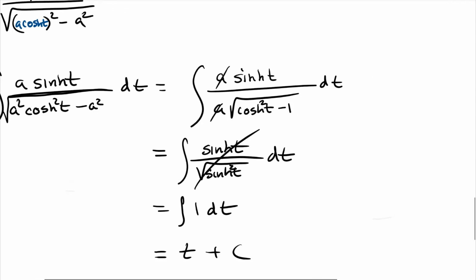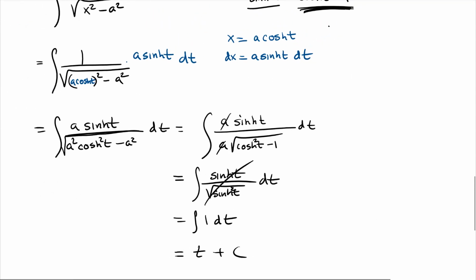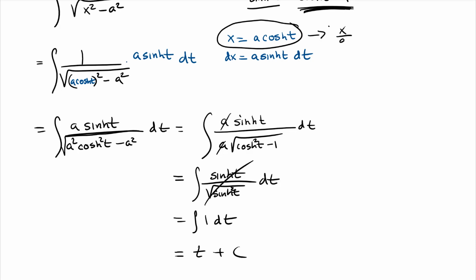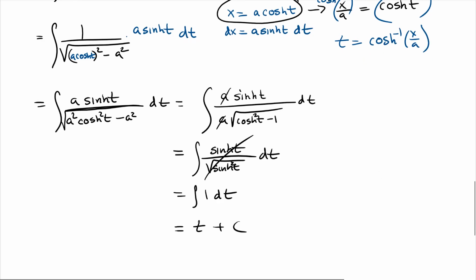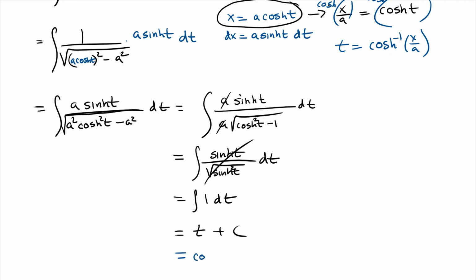But we started in terms of x's, which means we need to solve for this t. So we move it over, we divide by a, and we're like, all right, so cosh of t is equal to x over a, but we want that t out of there, so we're going to hit it with its inverse on both sides. And we're going to find out that t is equal to cosh inverse of x over a. And there's our answer. And we didn't even need to make a triangle.